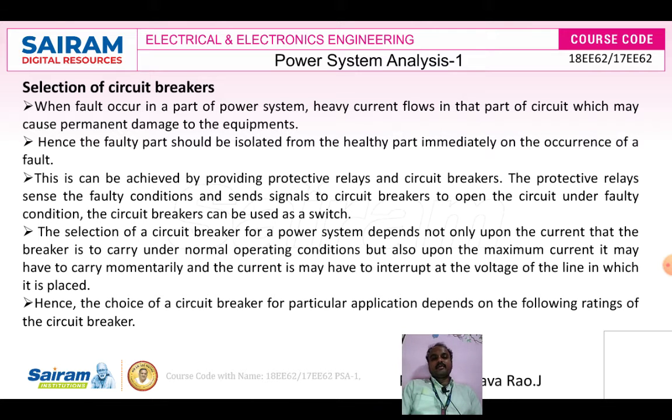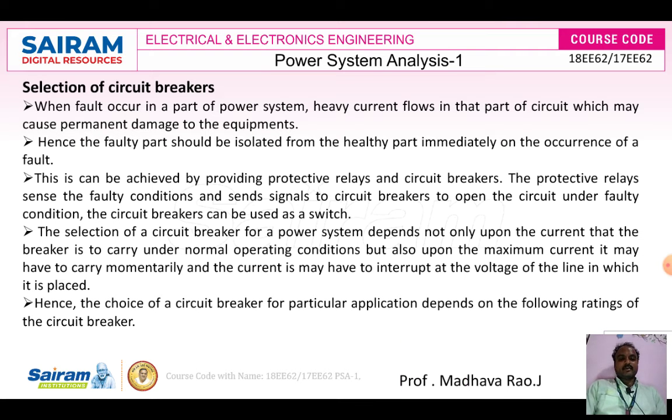Now we will see the circuit breaker, how it looks, and on what basis you are going to select it. When a fault occurs in a part of the power system, heavy current flows. Fault means either a short circuit fault, or a symmetrical or unsymmetrical fault. Heavy current flows due to short circuits in a part of the circuit, which may cause permanent damage to the equipment.